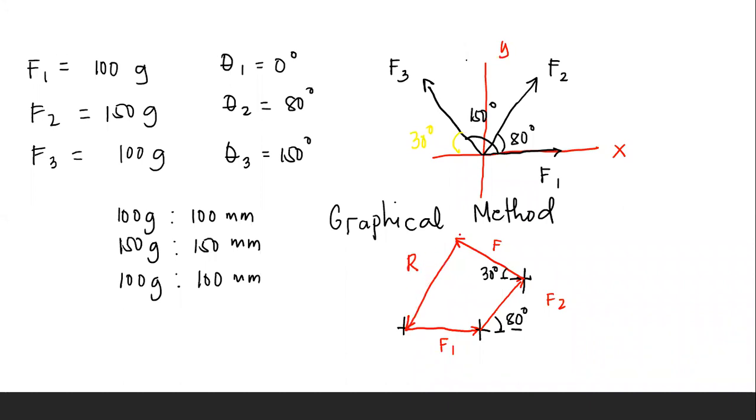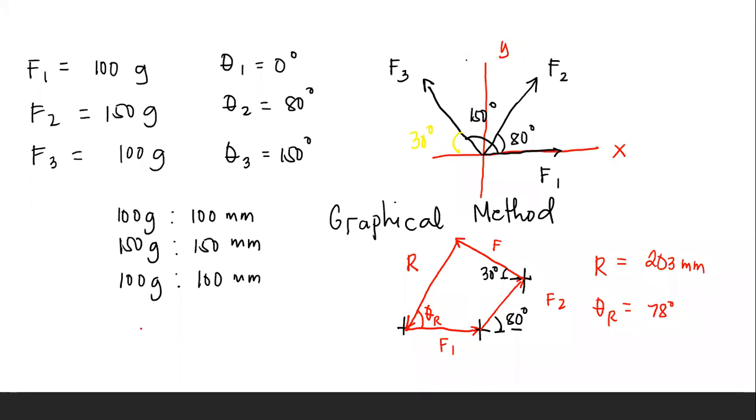You're going to use your ruler in measuring the resultant. This one is called the Polygon Method, the head-to-tail method. After using your ruler, you can find the value of your R. Then, using your protractor, you measure from your F1 to the resultant. That would be the theta of your resultant. Now for the value of your R using the ruler, the value is 203 millimeters. Using the protractor, your theta is 78 degrees.